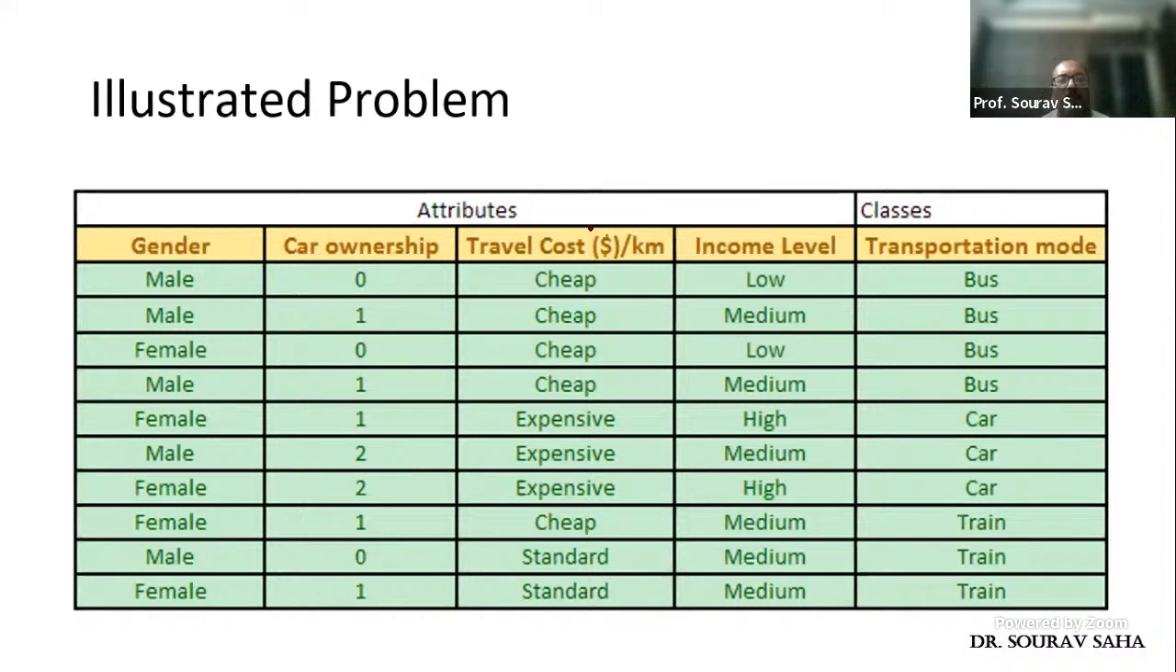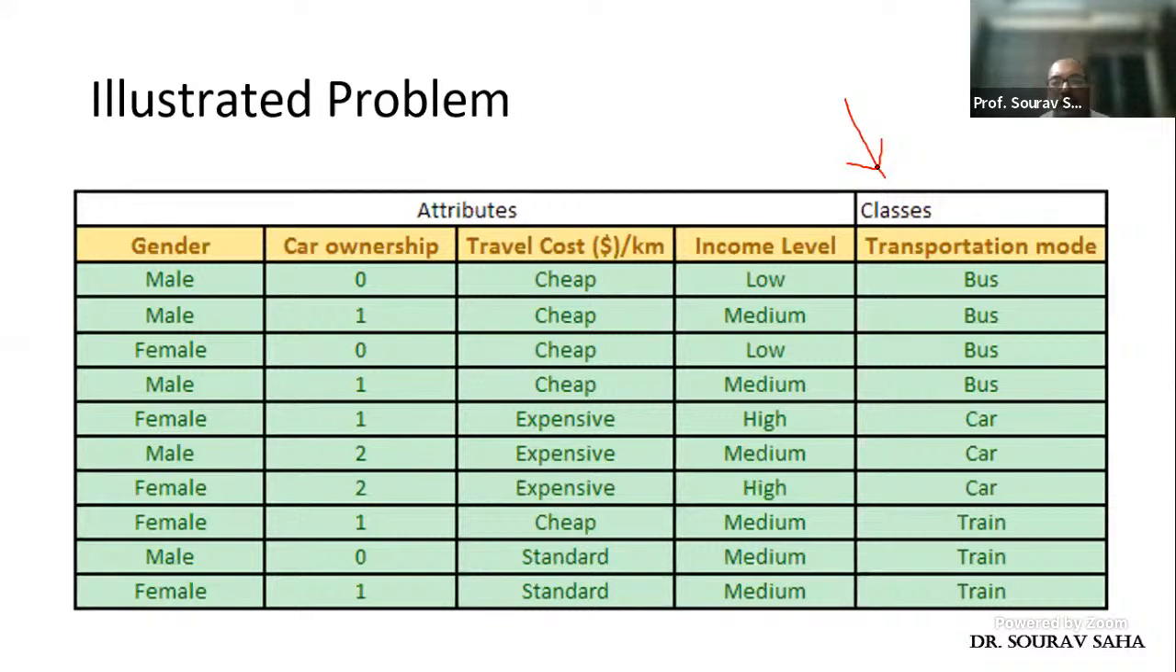Here is a very small problem. There are 10 data points. The gender is given, the car ownership of that particular customer is given, the travel cost which the customer prefers is given, and the income level of the customer is given. Based on that, you have to find out whether the customer is going to use a transportation mode, which is bus, car, or train.